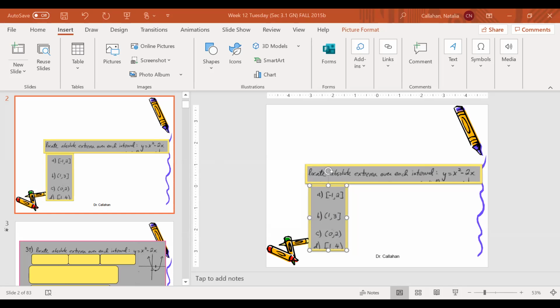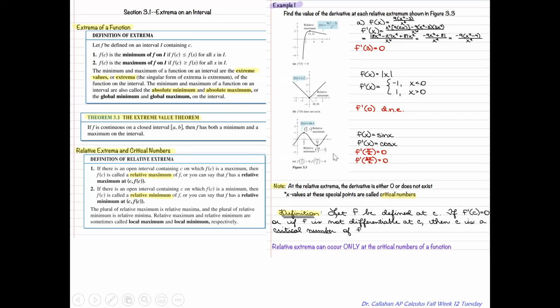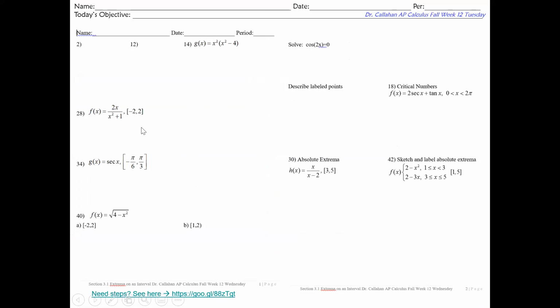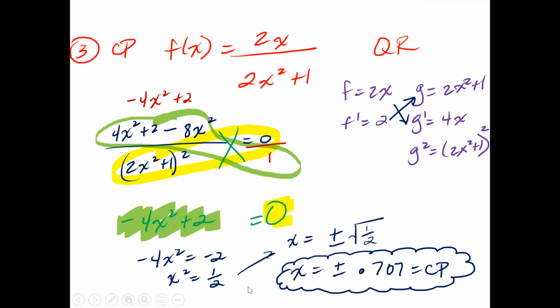So again, I'm just going to have you guys go ahead and finish practicing with this. Make sure you guys read my notes, my 3 examples, the video guided notes right here. If you need the steps, they are provided for you.